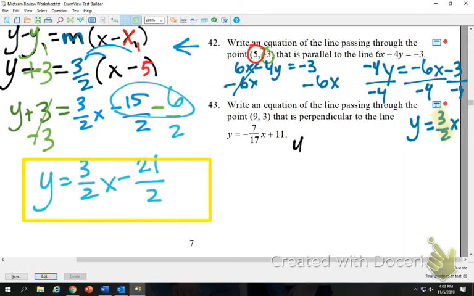One more problem just like this. It has slightly less work.